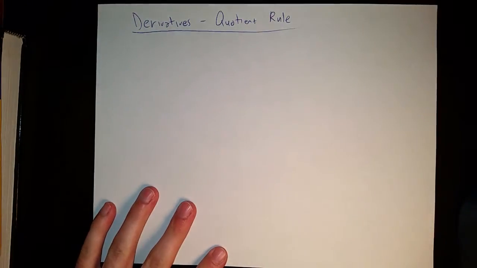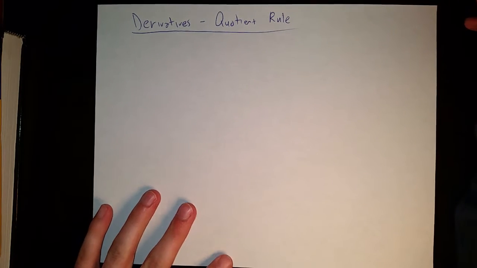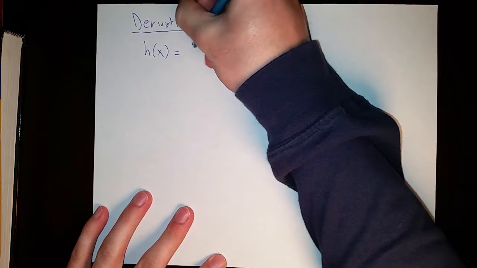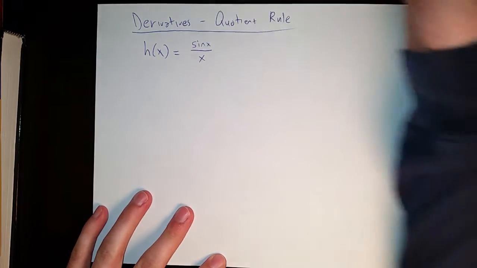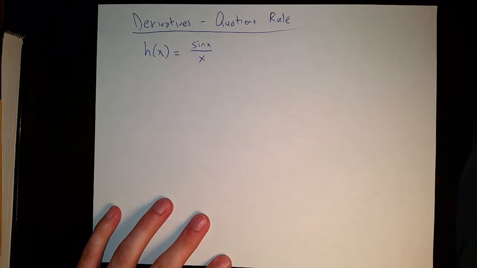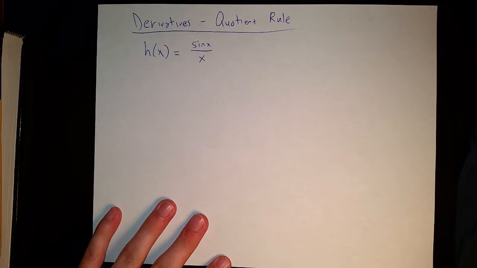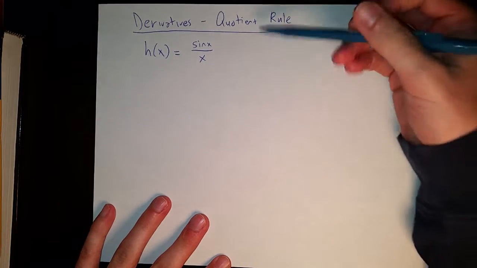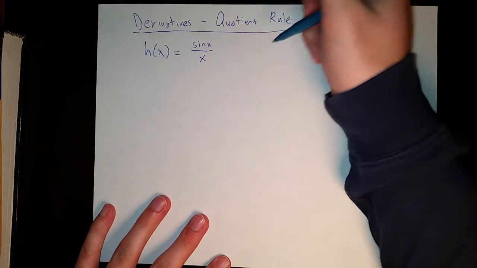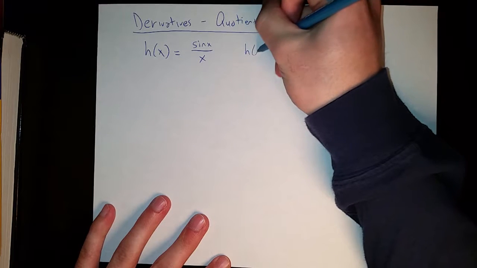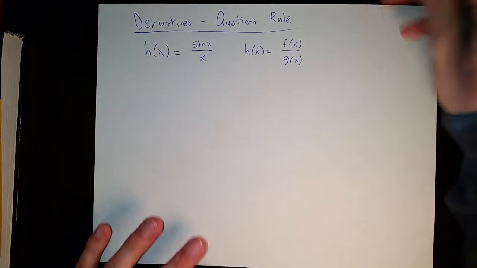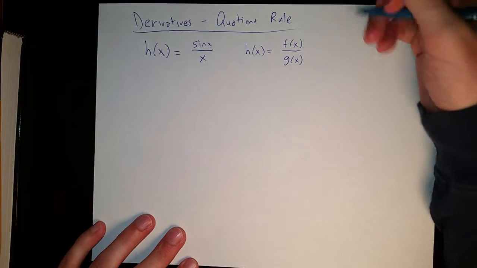Okay, so why do we need the quotient rule for taking derivatives? Let's say that we have a function h of x that looks something like this: sine of x divided by x. Well, we can't just take the derivative. We could try and take it like the product rule, but it'd be much easier to just use the quotient rule. The quotient rule is to be used when we have functions that can be written like f of x divided by g of x.